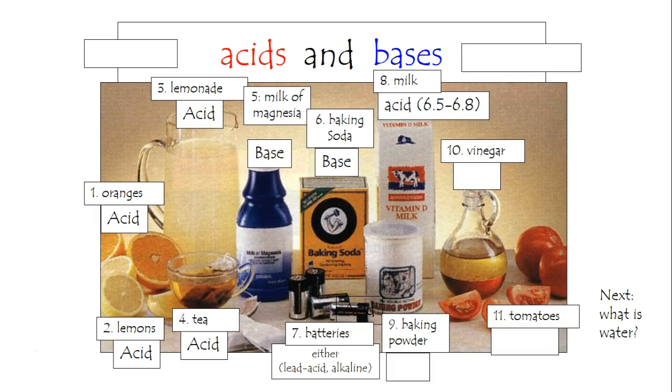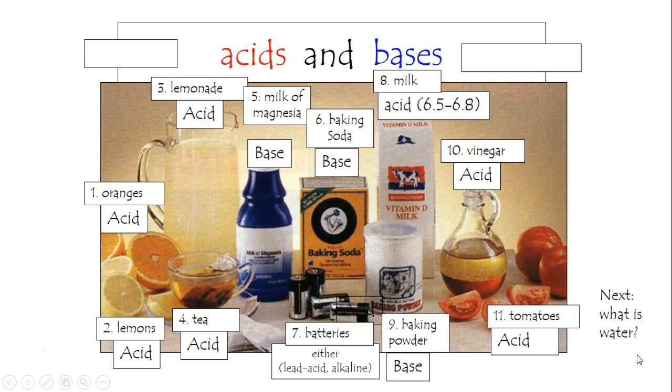And if you check the pH, it's slightly acidic. That's kind of a surprise. Baking powder reacts with acids, that's a base. Vinegar reacts with bases, that's an acid. Tomatoes, just like most fruits, are acidic. And let's take a quick look and continue by asking ourselves, what is water?